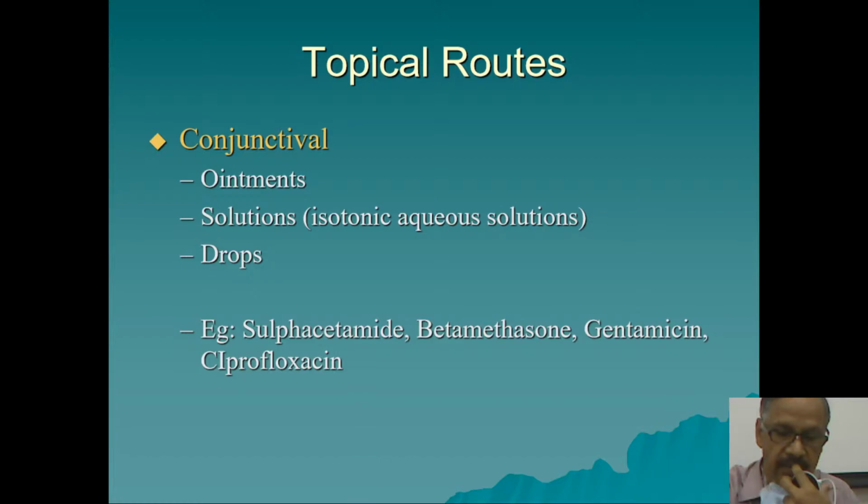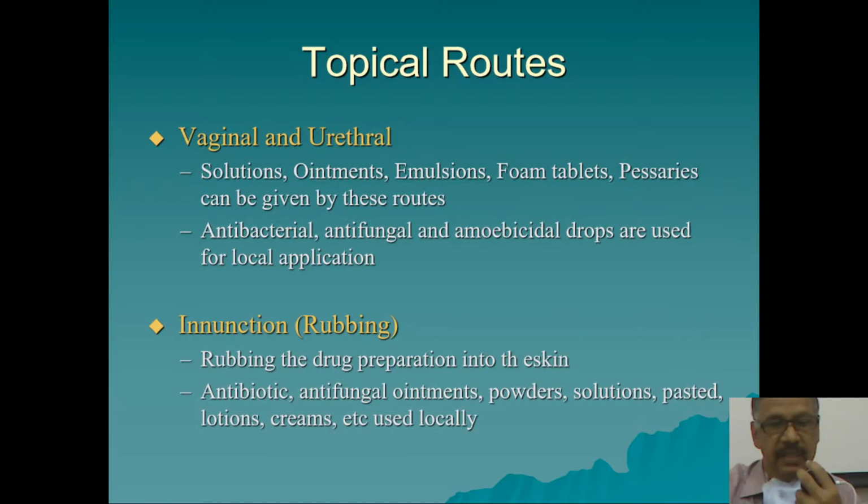There are other topical routes, like I told you in the last class on the type of formulation, the vaginal and urethral. Vaginal ones they call pessaries, and urethral ones are bougies. Solution, ointment, emulsion, foam, tablet and pessaries can be given by this route, either for contraceptive purposes in the case of the vagina, or for antibacterial or antifungal properties. There are certain antifungal, antibacterial and amoebicidal drugs used for local application also.